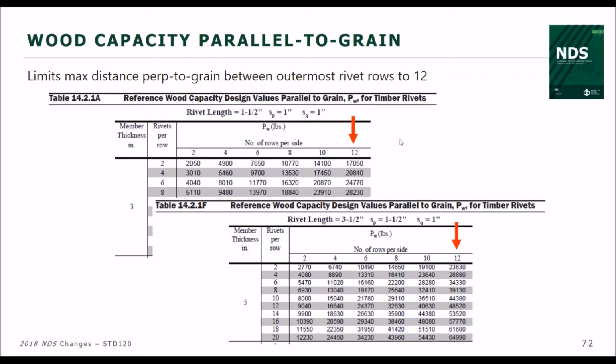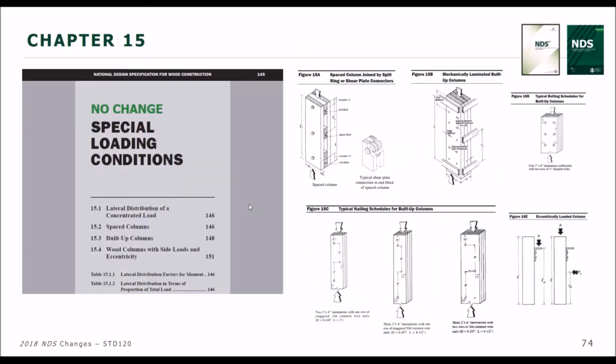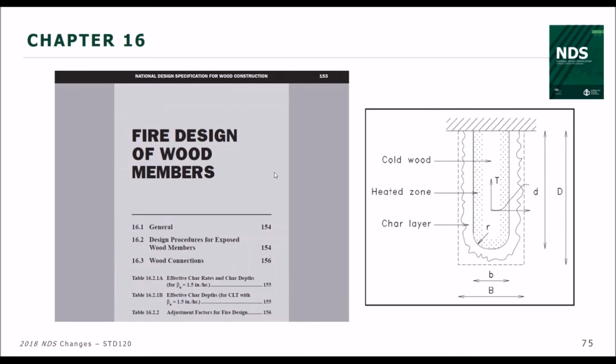And so to be consistent with other provisions of this chapter that limit that distance to 12 inches, we've truncated these tables. And same here with limiting the rivets per row for these timber rivets. Not used a whole lot, but if you are using those, please note those changes. No change to chapter 15. Then we get into chapter 16.